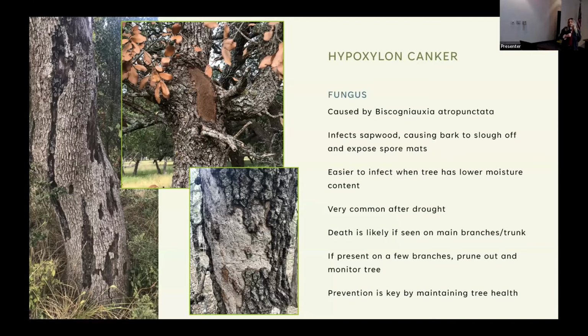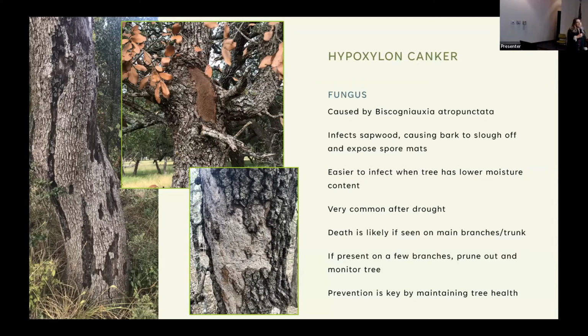It infects the sapwood, and then it causes the bark to slough off. So you have missing bark, and then it exposes those spore mats. The top right picture is a more fresh spore mat where it has brown powder. If you were to run your finger on it, you would have fine brown powder, so it can be wind dispersed. And then as it dries out over a couple months, it turns more grayish, like the bottom right. And then it can even turn black if it's been there a long time, like the picture on the left.